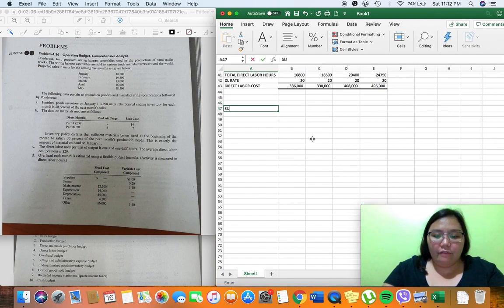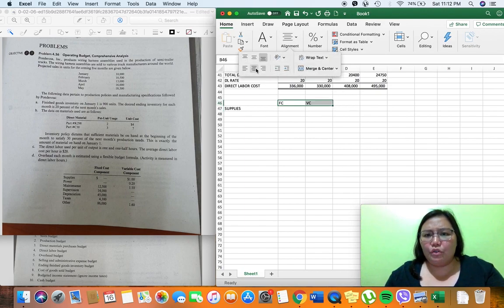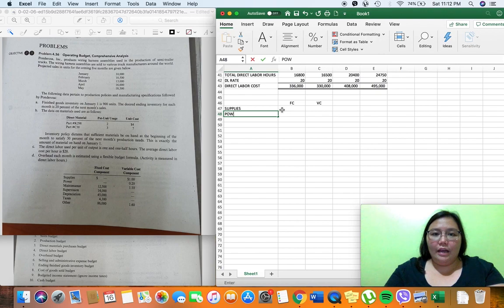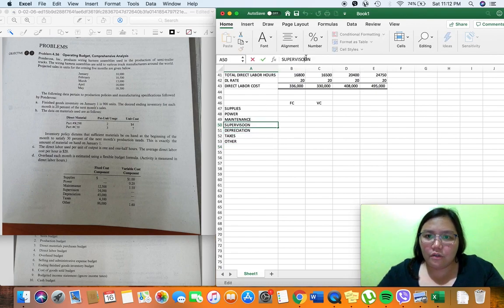Okay? So, we have supplies. Fixed cost, and this one is the variable cost component. As we know, overhead is more of a mixed cost. Of course, some of the overhead costs are considered fixed, and the others are considered variable cost. So, we have supplies, power, maintenance, supervision, depreciation, taxes, and other. Let me just correct this supervision.